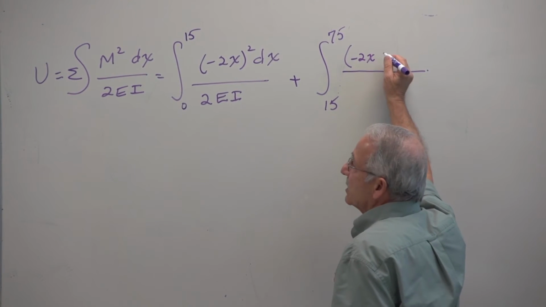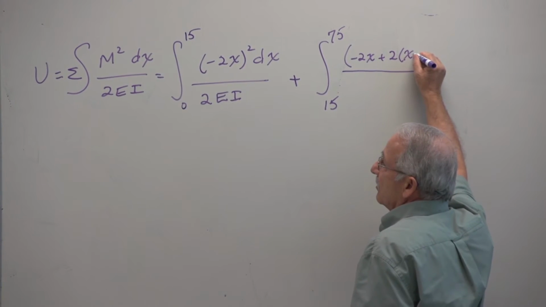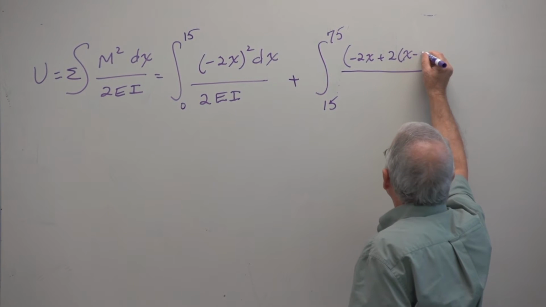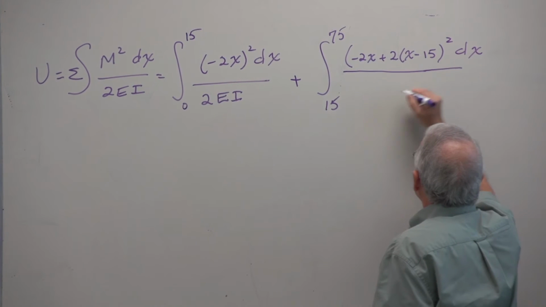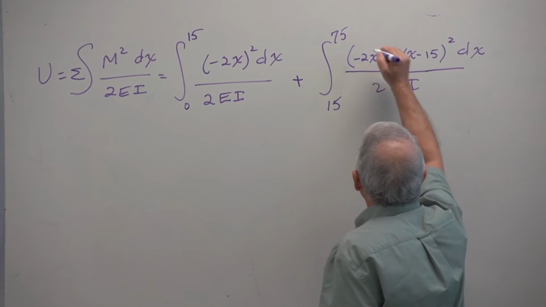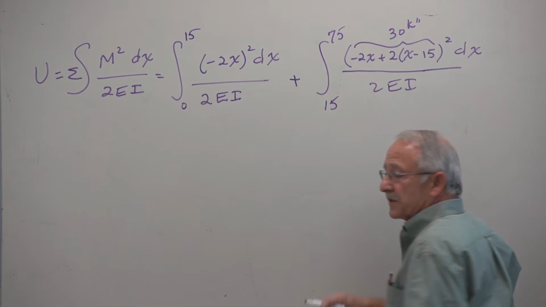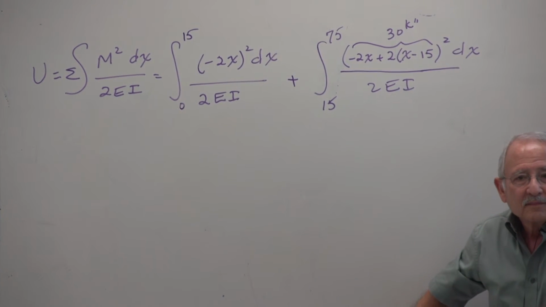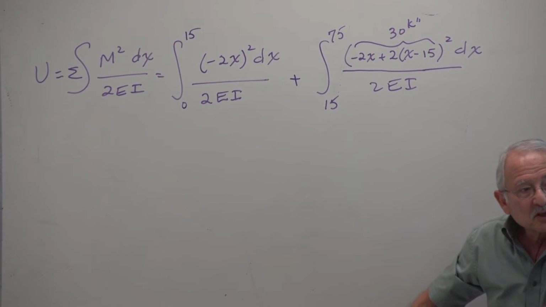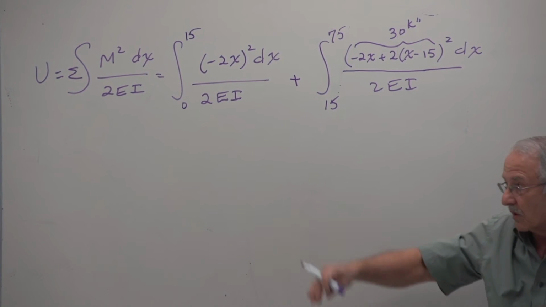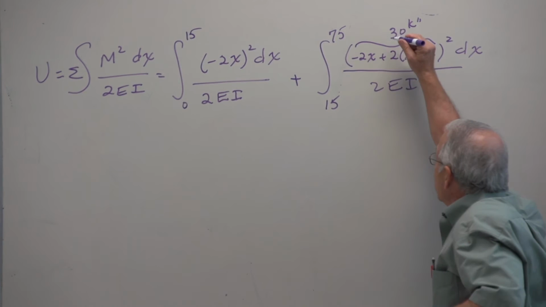Negative 2x plus 2 times x minus 15, squared dx divided by 2EI. And notice that this is 30 kip-inch, which of course you expect, because the moment there has to be a constant. And as you saw from the moment diagram, it has to be equal to 30 kip-inch. In this case, minus 30.